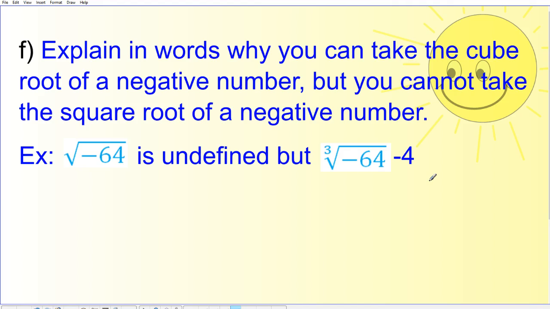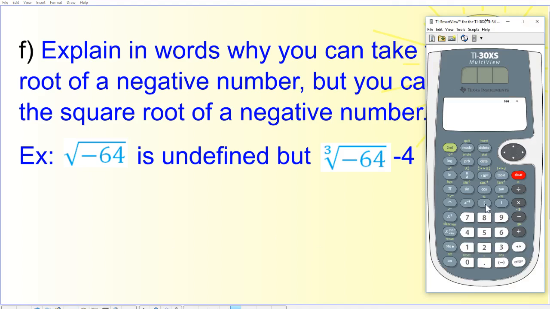Okay. So, what did you come up with? Obviously, did you try it on your calculator? Second square root negative 64. Error. 3 second root, negative 64. It's negative 4. Okay, so yeah, the square root gives us an error, and the cube root doesn't.